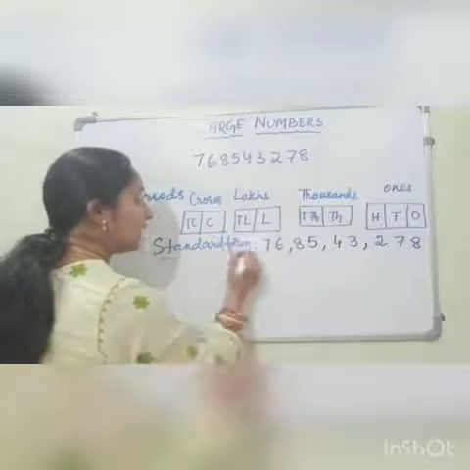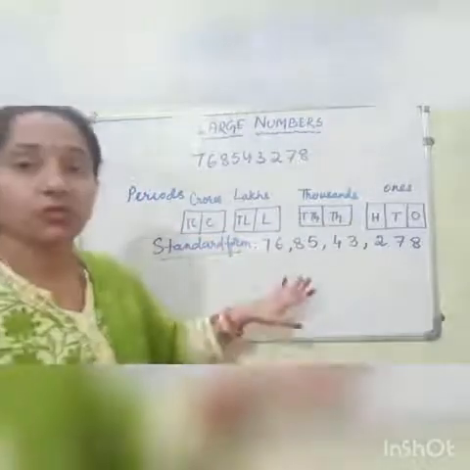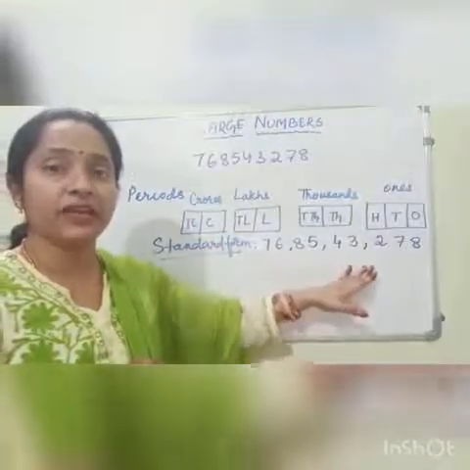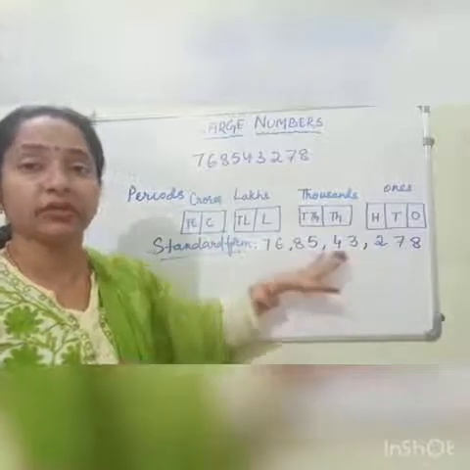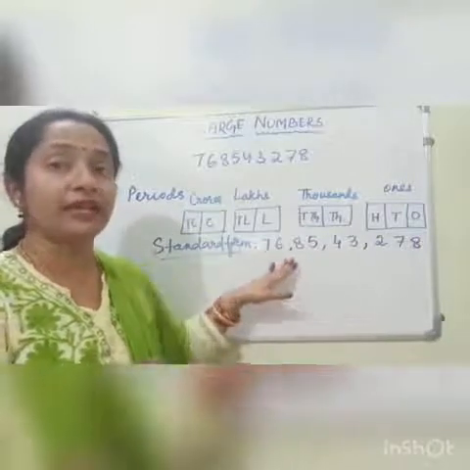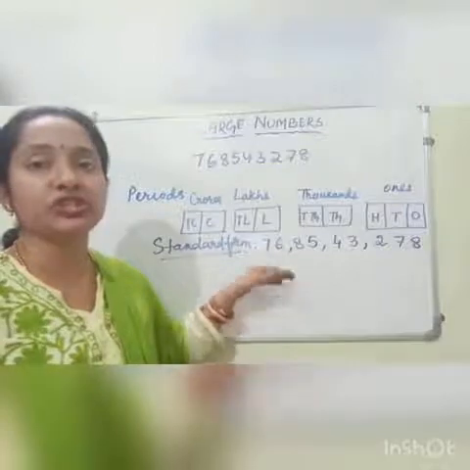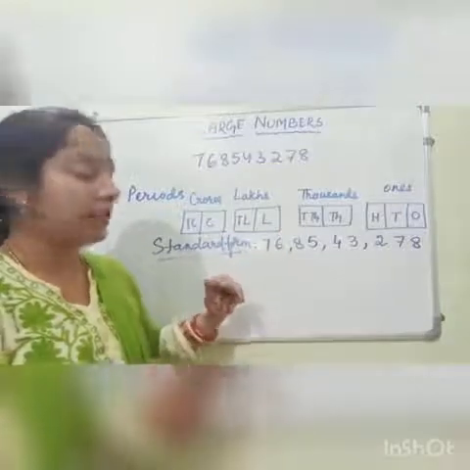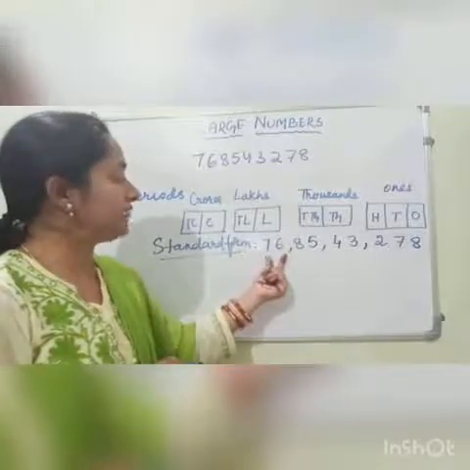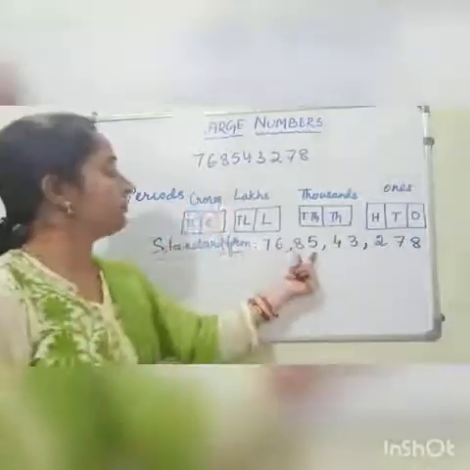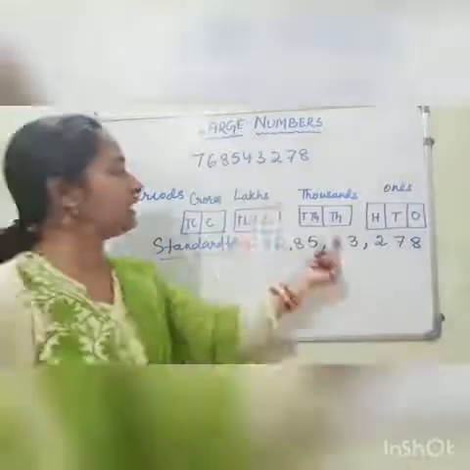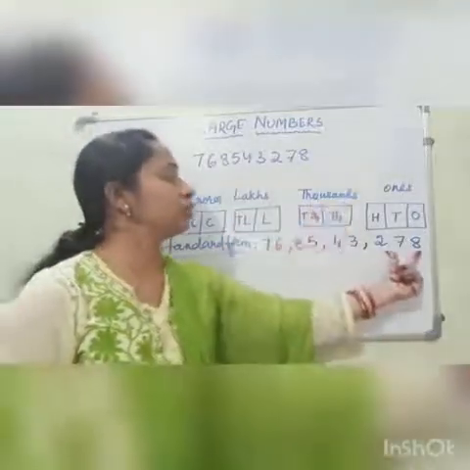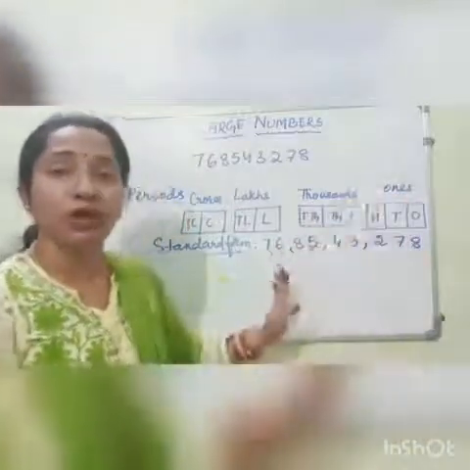Done? Once we understood the standard form of writing a large number, it will become very easy for us to read the number. Like we know that 76 is in crores period, 85 is in lakhs period, 43 is in thousands period, and 278 in ones period. So how will we read this one?